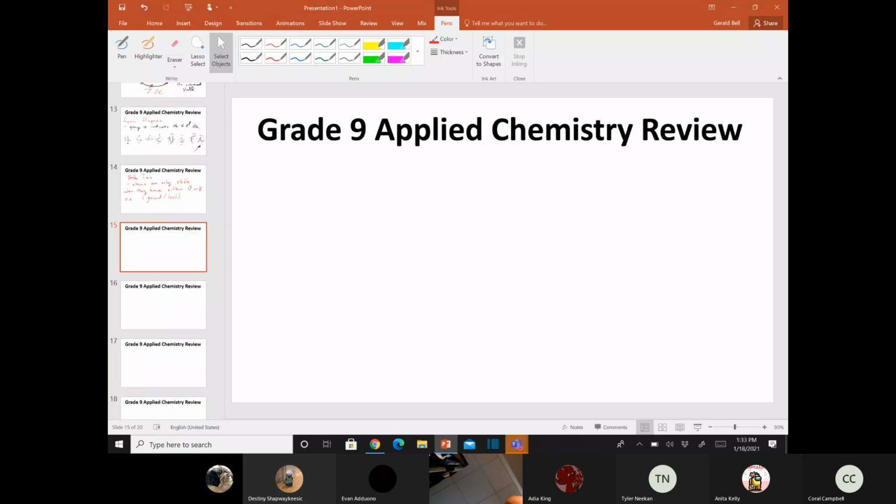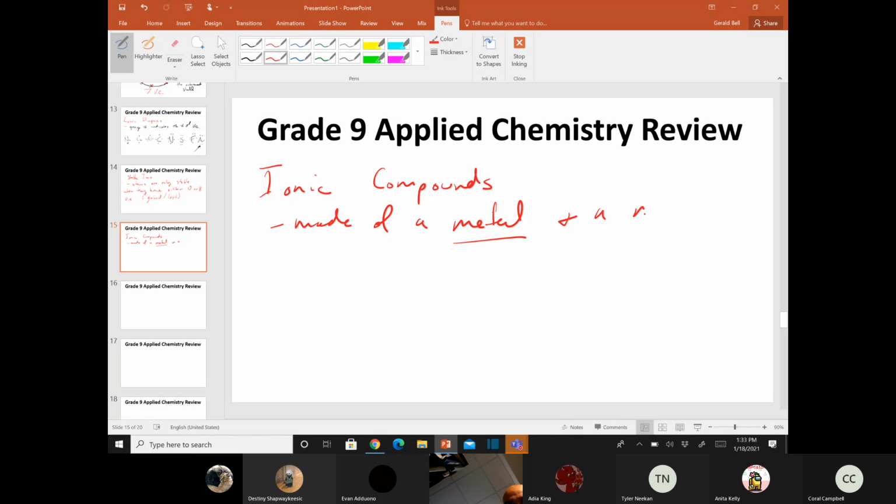So this is, I guess, maybe our third part. So this is naming and drawing compounds. So ionic compounds. These are made of a metal. The metal comes first, and a non-metal. The non-metal comes second. So another way of saying this is it's made of a cation that's positive and an anion that is negative.